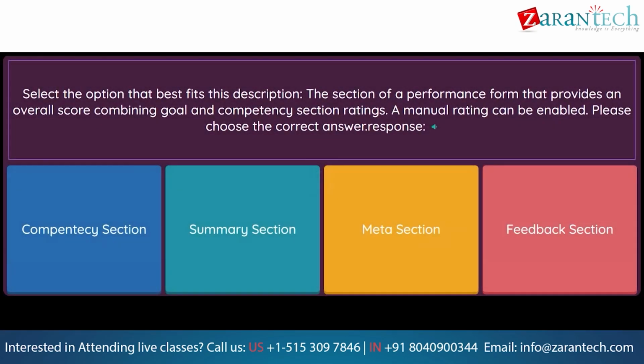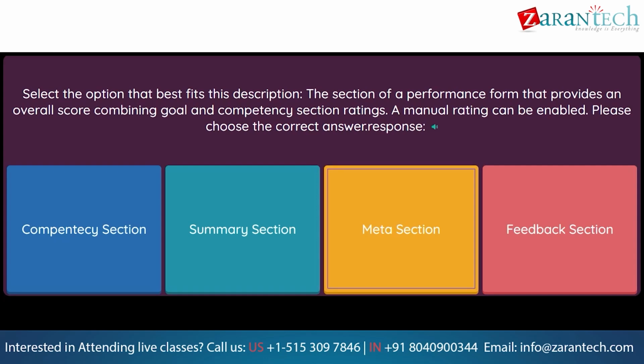Question: select the option that best fits this description, the section of a performance form that provides an overall score combining goal and competency section ratings. A manual rating can be enabled. Please choose the correct answer. Response: Option 1, competency section. Option 2, summary section. Option 3, meta section. Option 4, feedback section.